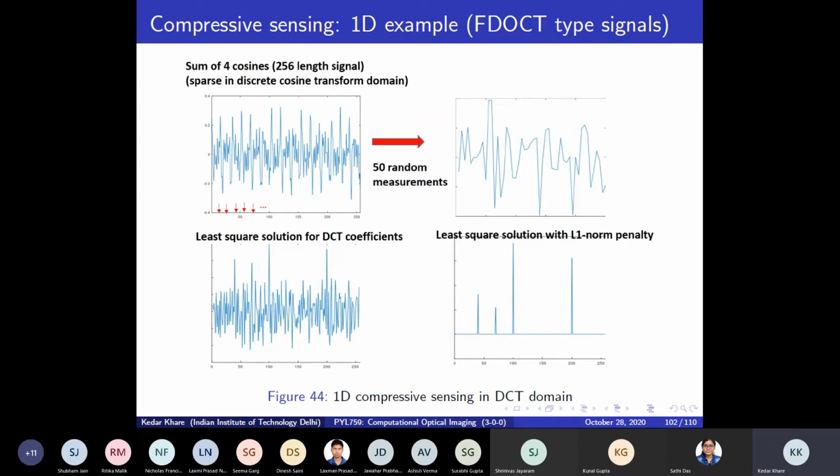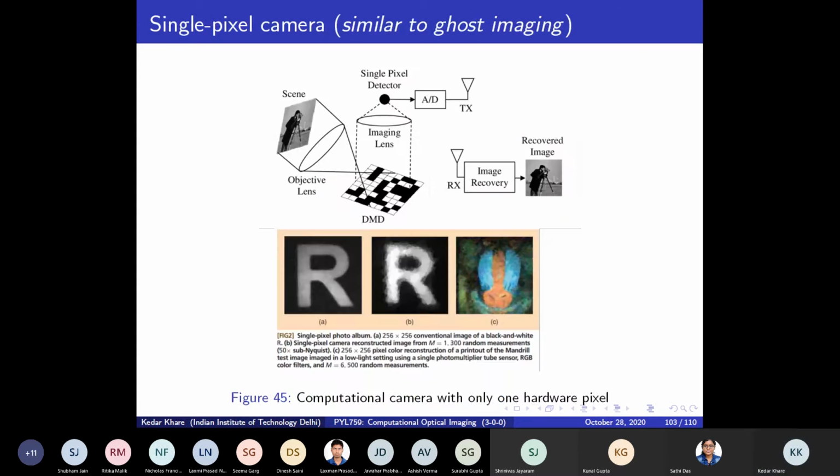So again, I'm showing you just a 1D example of doing this in a basis rather than in the image space directly with total variation. There is another example which was shown when compressive sensing came along, called the single pixel camera. Later in the class I will give you some literature, or if we get time we will learn about ghost imaging as well, but both of them are essentially similar.